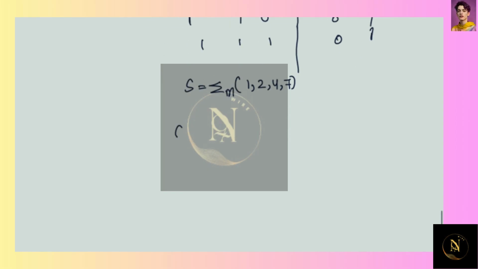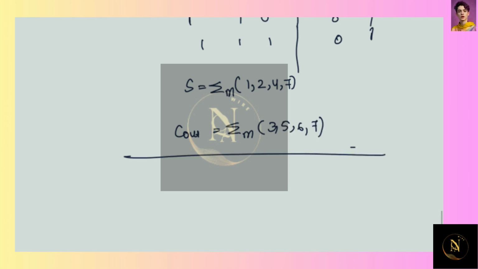So from here we can say that S is equal to summation of m(1, 2, 4, 7), and C-out is equal to summation of m(3, 5, 6, 7). So this is the answer to the given question.